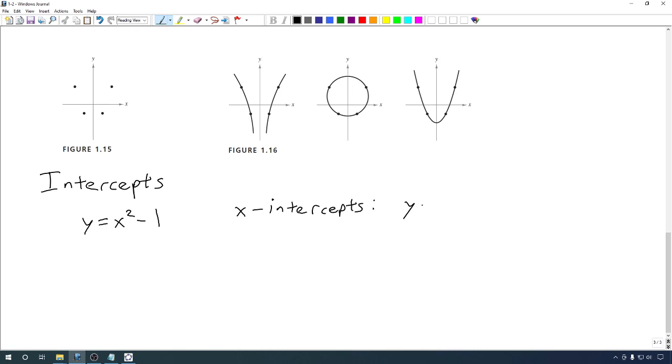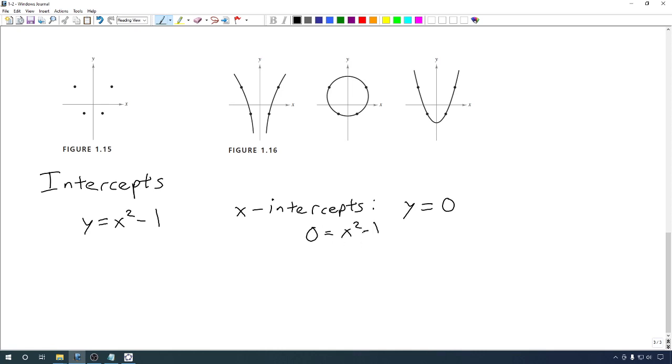These are where y has to equal 0. Because recall, the points along the x-axis are the points where y equals 0. The y values cannot be anything other than 0, but the x values can be whatever we want them to be. So we'd go ahead and replace the y here with a 0, and we would solve for what x values will work.